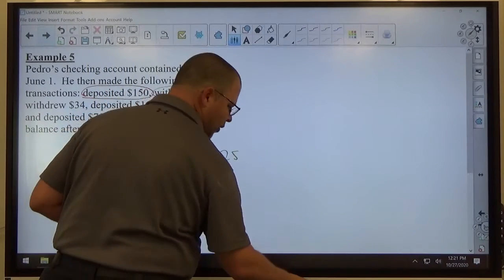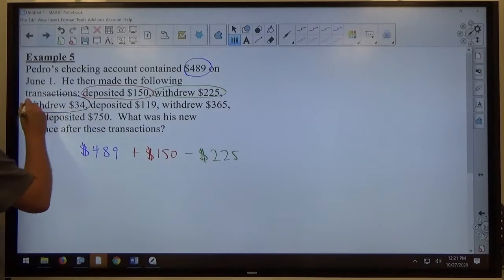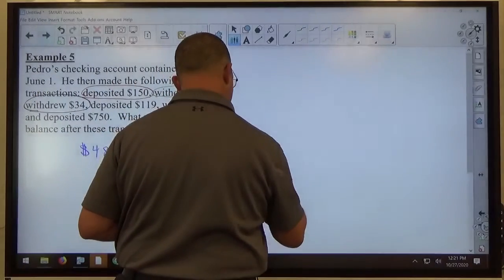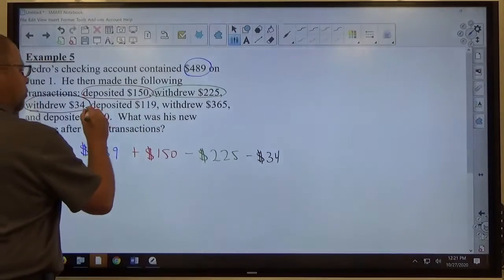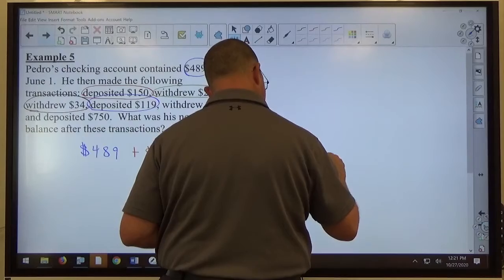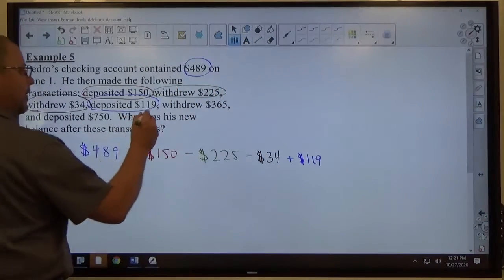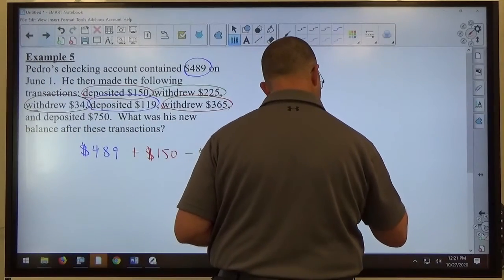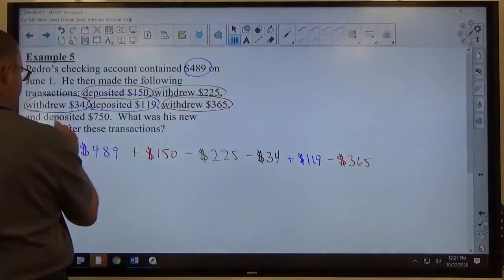Hope Pedro doesn't get withdrawn. Let's see. He withdrew $34. Again, taking out, withdrawing is taking out, so minus $34. He deposits $119, so that's plus $119. Then he withdraws $365. And finally, he deposits $750.